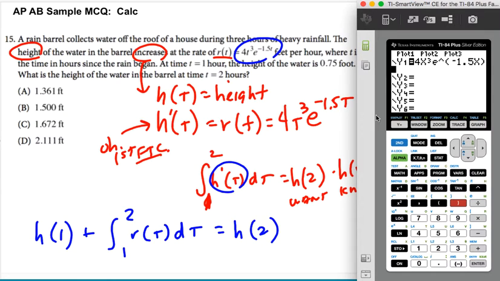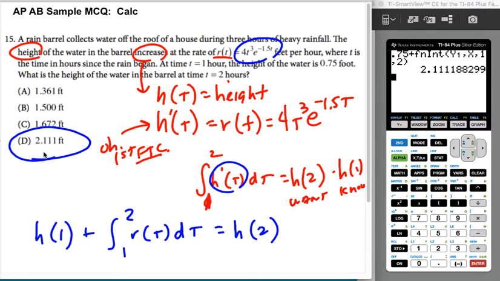And then I'm going to make my calculator do all the heavy lifting. So I'm going to quit out of here. I'm going to do h of 1, which was 0.75, so 0.75 plus math 9, vars over to y vars, function, y1, comma, with respect to x from 1 to 2. Because h of 1 was the thing I knew and h of 2 was the thing I wanted, and there you have it. And then my answer is D. And that's the whole deal. So I got that h of 2 is approximately 2.111, and then keeps going, but you get the gist.